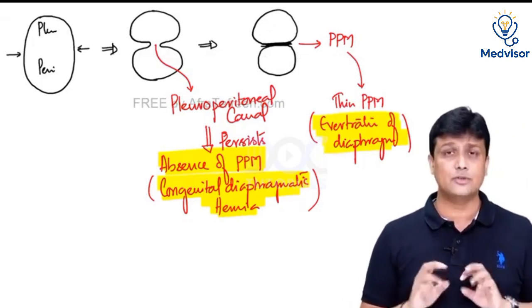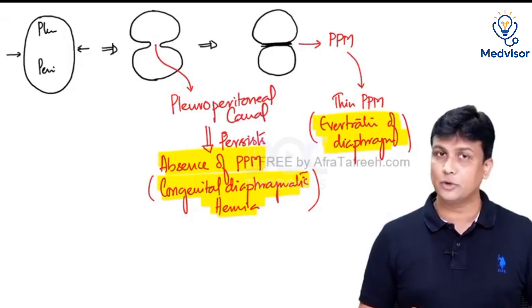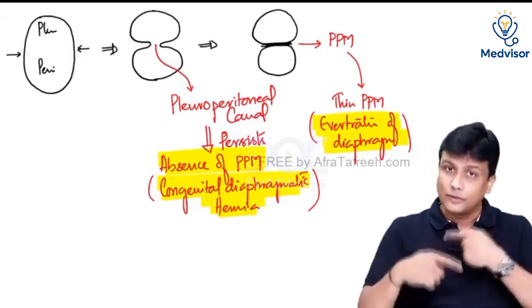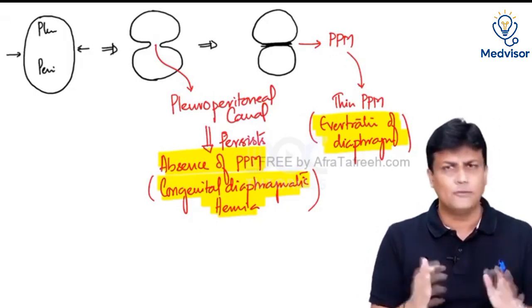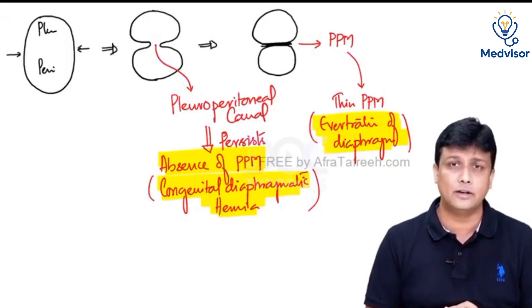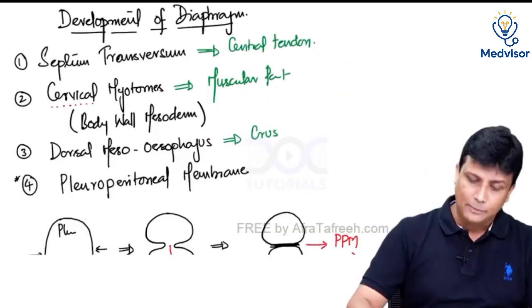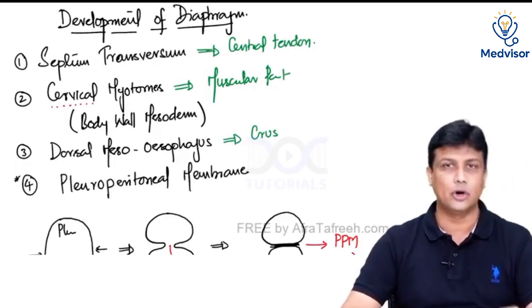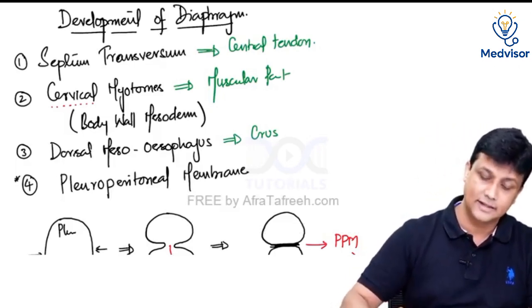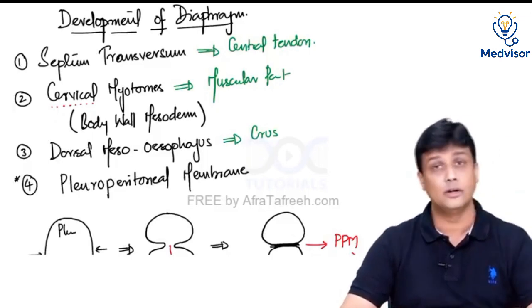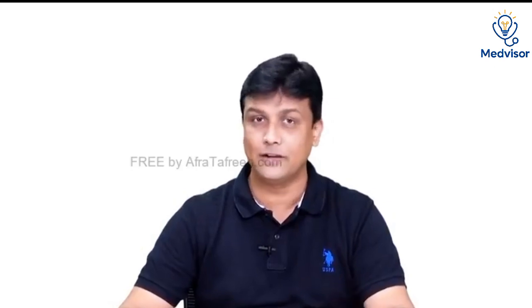So, these two conditions you have to be very clear. I repeat once more. If it is very thin, it will lead to eventration of diaphragm. If it is not at all formed there, absence of pleuroperitoneal membrane, then it will lead to congenital diaphragmatic hernia. Now, apart from learning theoretically, I want you to do one thing here. Draw a diagram along with me. Why? Because in the recent AIIMS exam, they have even asked an image-based question based on the development of diaphragm.